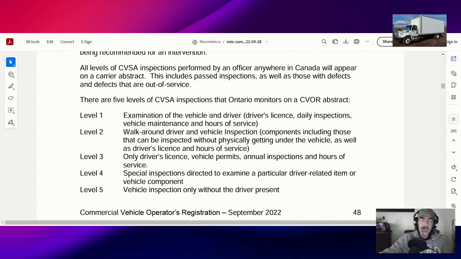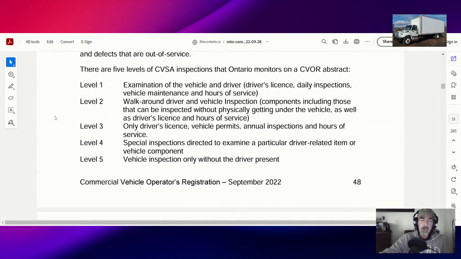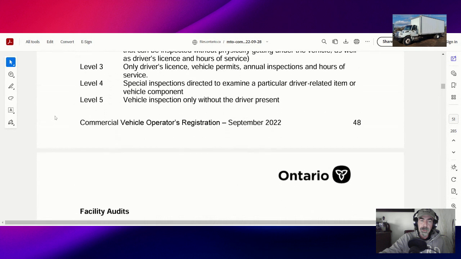There are 5 levels of CVSA inspections that Ontario monitors on a CVOR abstract. Level 1, examination of the vehicle and driver, driver's license, daily inspections, vehicle maintenance, and hours of service. Level 2, walk around driver and vehicle inspection. Components including those that can be inspected without physically getting under the vehicle, as well as driver's license and hours of service. Level 3, only driver's license, vehicle permits, annual inspections, and hours of service.